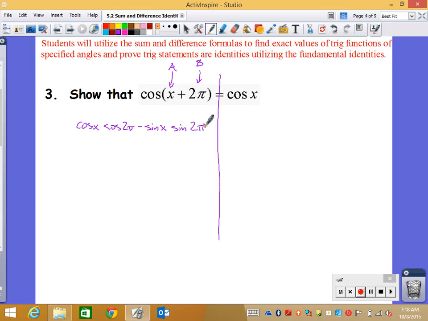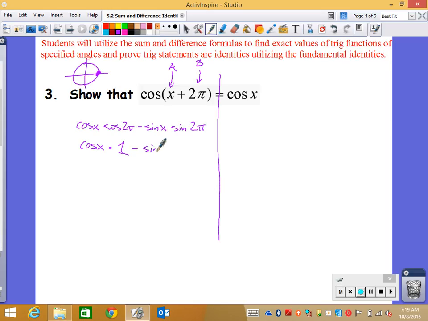Now let's see what I can do here. I cannot do anything with this cosine x, so that just has to stay there. Cosine x. Let's think about cosine 2 pi. Come back to my unit circle. 2 pi is right here. What's the x value there? 1. So times 1. Minus.